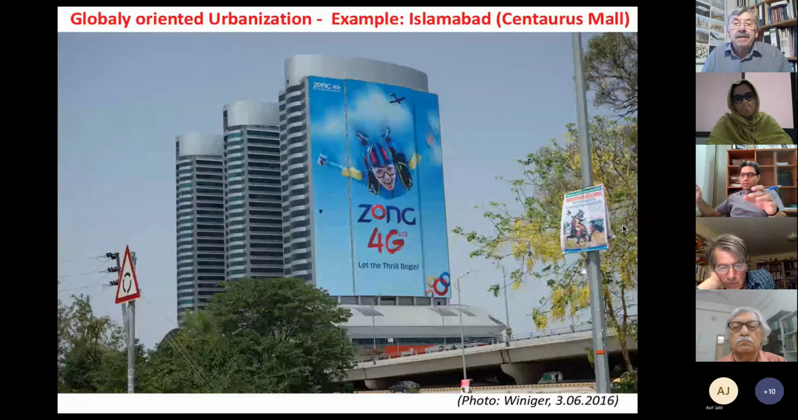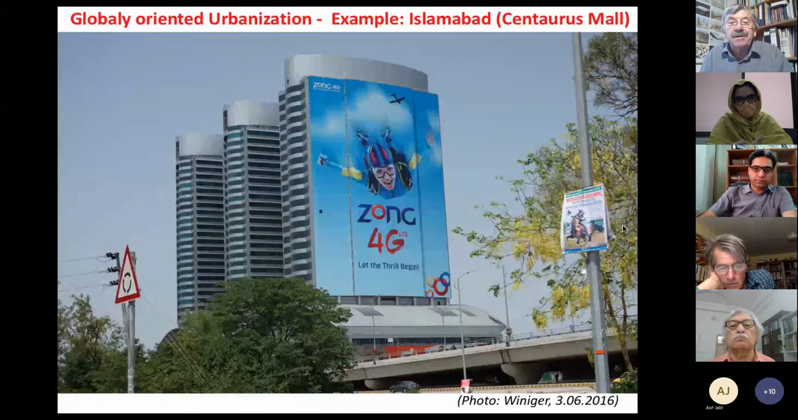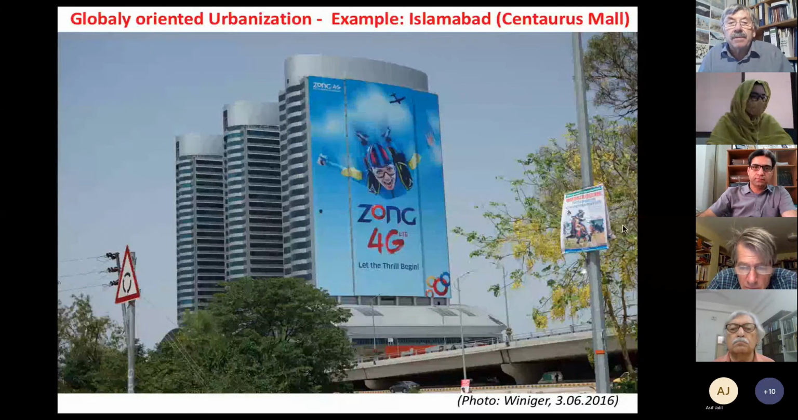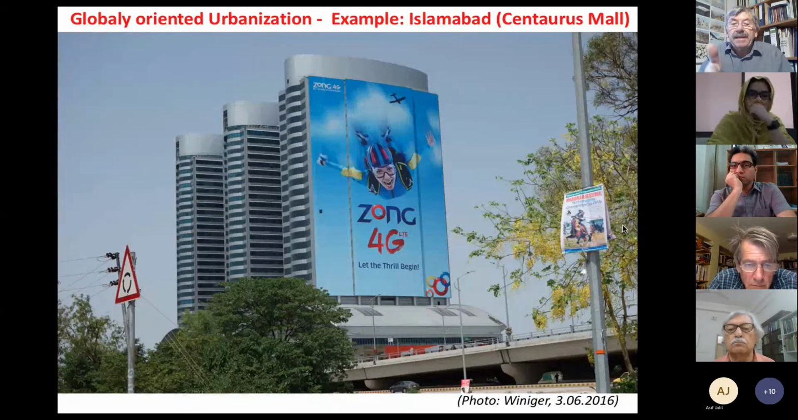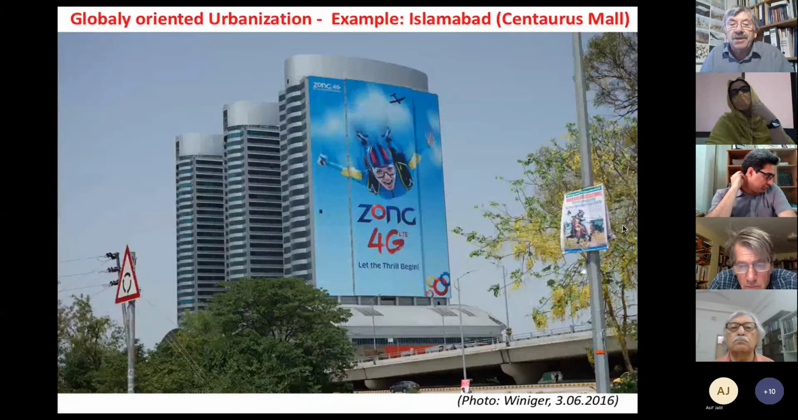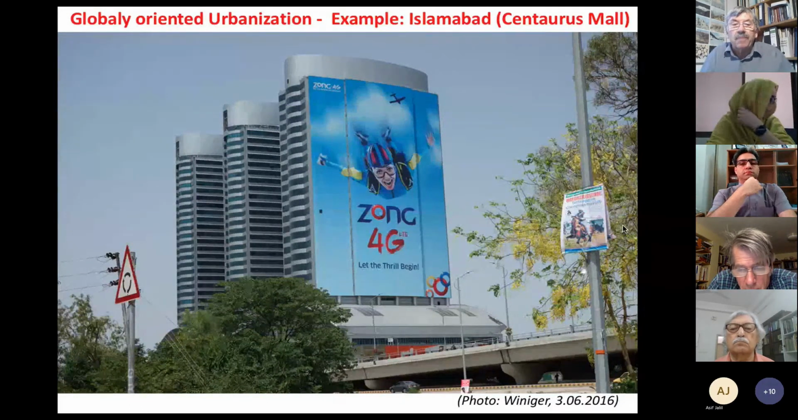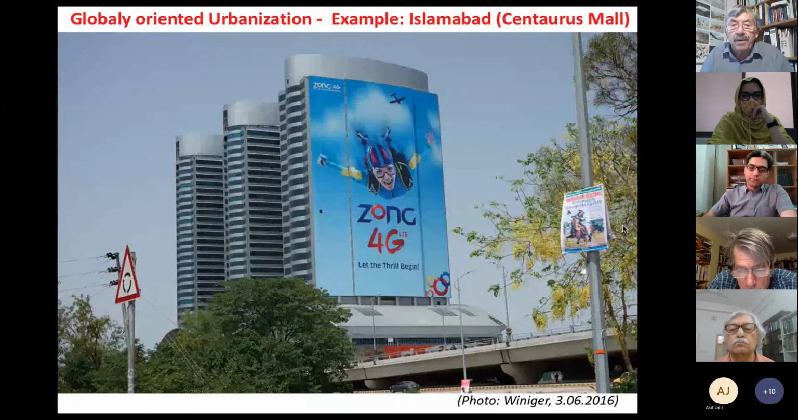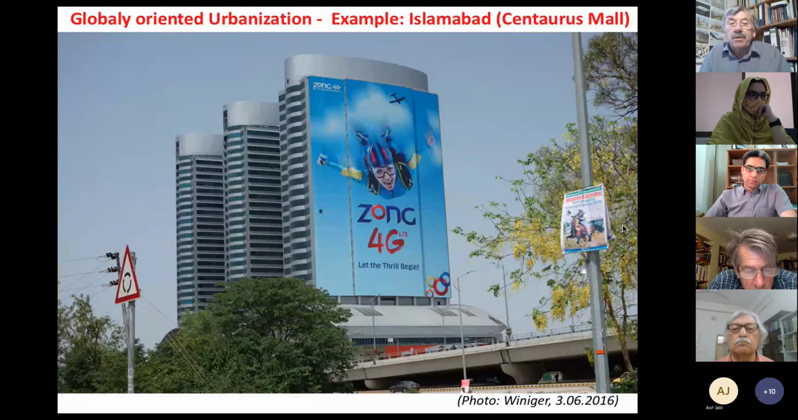Urbanization, maybe a little bit a dramatic picture from Islamabad. It's a very globally oriented type of urbanization. And again, here you see with the 4G, communication is obviously the thing. And it happens everywhere. It happens in Europe, it happens wherever you go, in Asia and so on. We see it with tourists, students, and so on. Communication is basic. Now, if we go back to the mountains, and that's the next slide, please. Next slide.